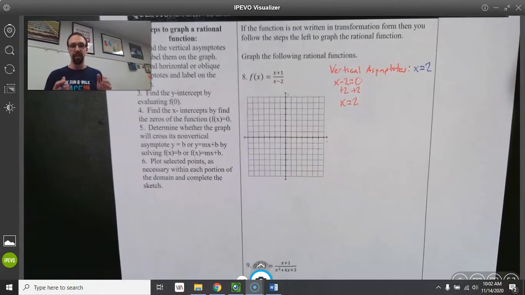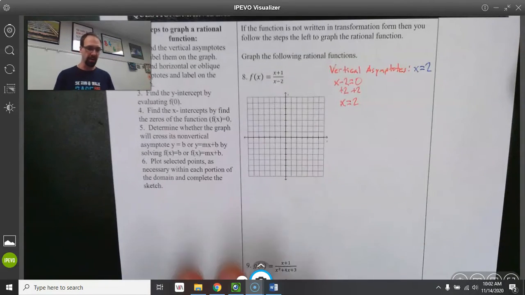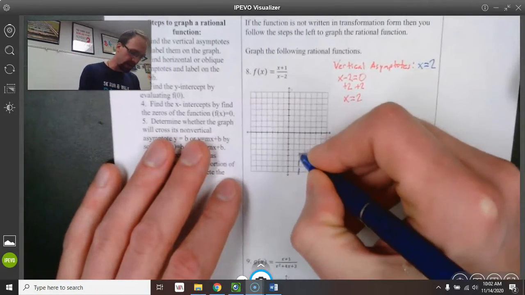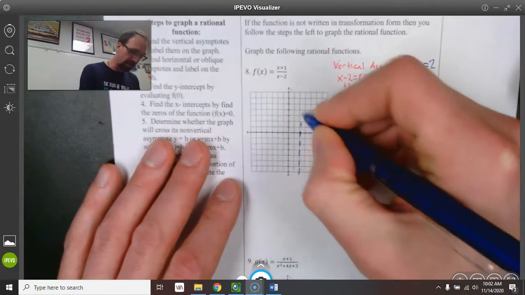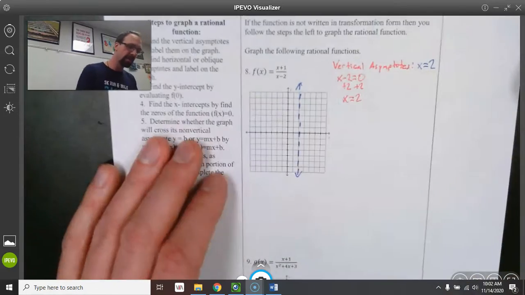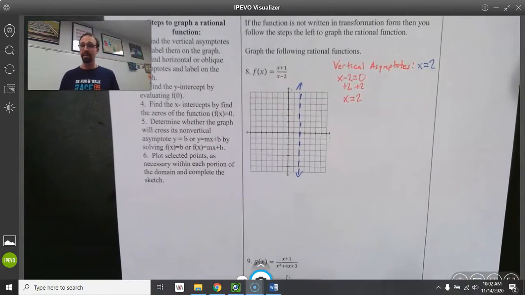Now, this is not the actual graph of this. By showing it on the graph, all I'm doing is showing where the graph can't touch. So at the end, I'm actually going to go through and erase this. You will probably want to do the same. I'm using a different color to show that this is not part of the graph. When I actually graph it, I'll use a different color to show what's part of the graph and what's not.